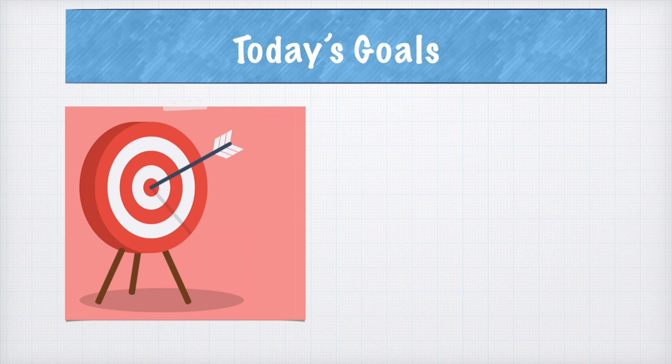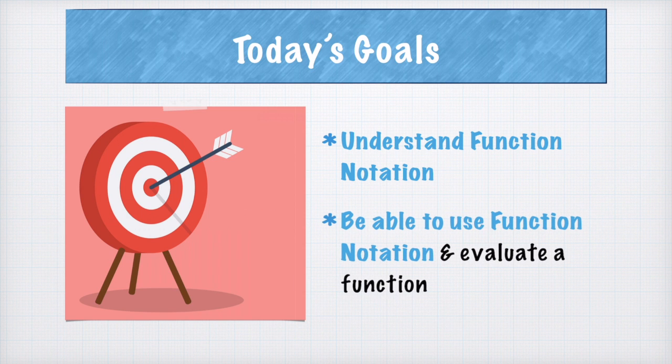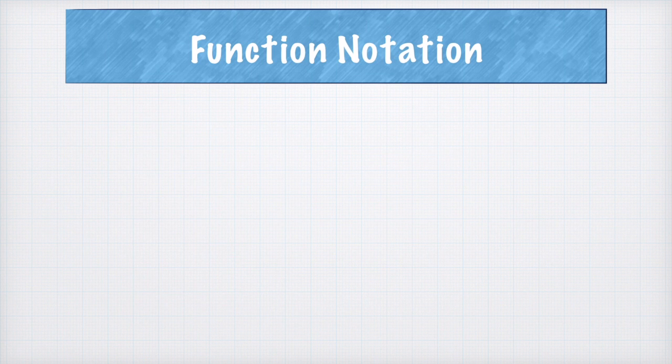Our goals then are to be able to understand what function notation is, look at it, and be able to spit out what it's asking. We also want to be able to use this function notation to our advantage to evaluate the function at certain points and along a graph.